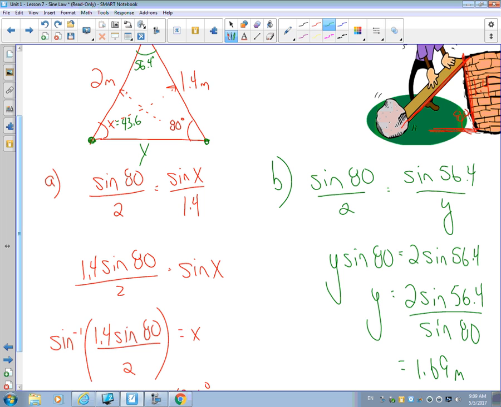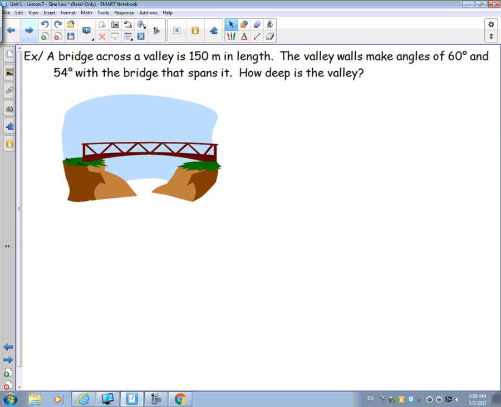Okay, but again, it's about drawing that diagram. That's going to be our tricky part. Last one. A bridge across the valley is 150 meters in length. The valley walls make angles of 60 and 54 with the bridge that spans it. How deep is the valley? And we've seen questions like this before, except I usually told you how deep the valley was and asked you to find the bridge. So now we're going to work backwards.